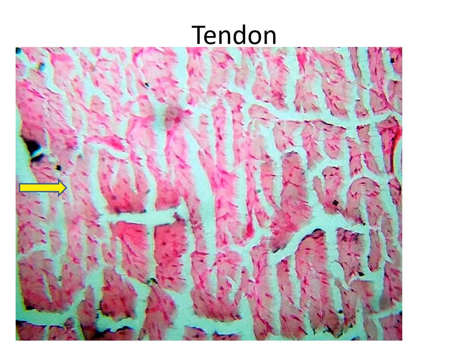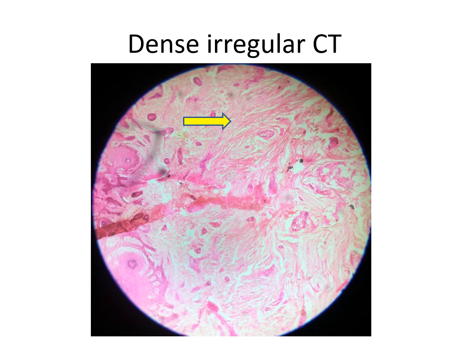Where is dense regular connective tissue found? Examples are tendon, aponeurosis. The collagen fibers are closely packed, with very little space. It is present in tendon and aponeurosis of the muscles, and some ligament, periosteum, perichondrium, and the deep fascia. These are the examples of dense regular connective tissue.